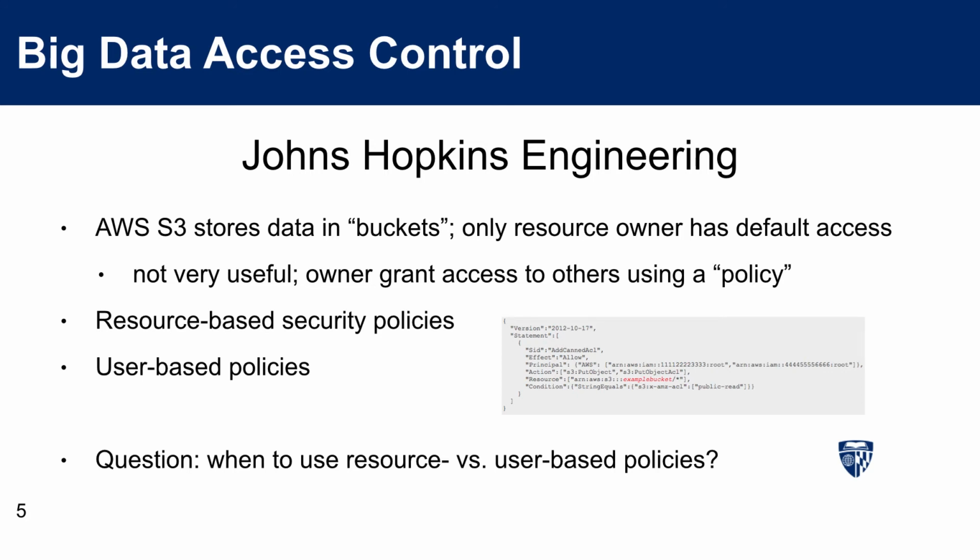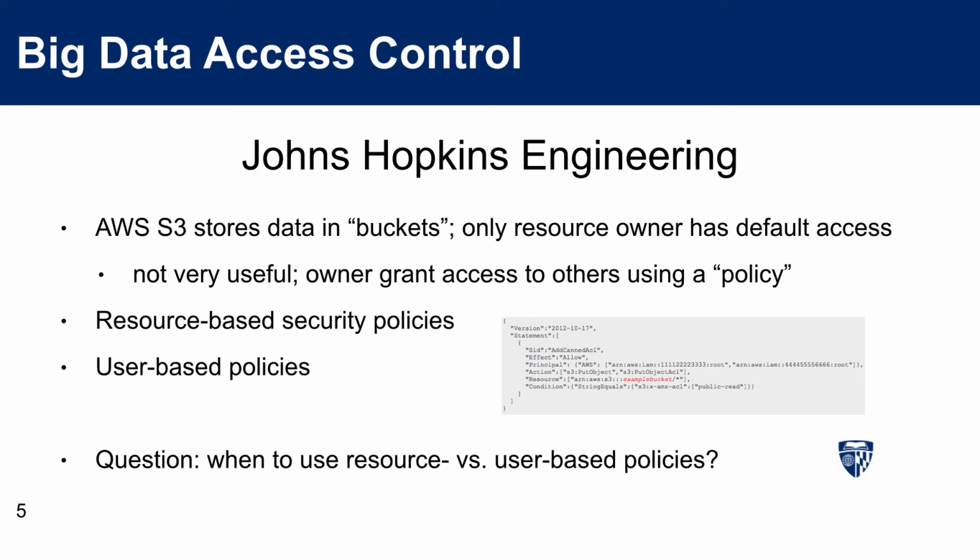So the owner can grant access to others using something called a policy. And AWS has two types of policies. They have one that's a resource-based policy, and one that's a user-based policy. So in the image here, what I've shown you is a JSON image of a resource-based policy.